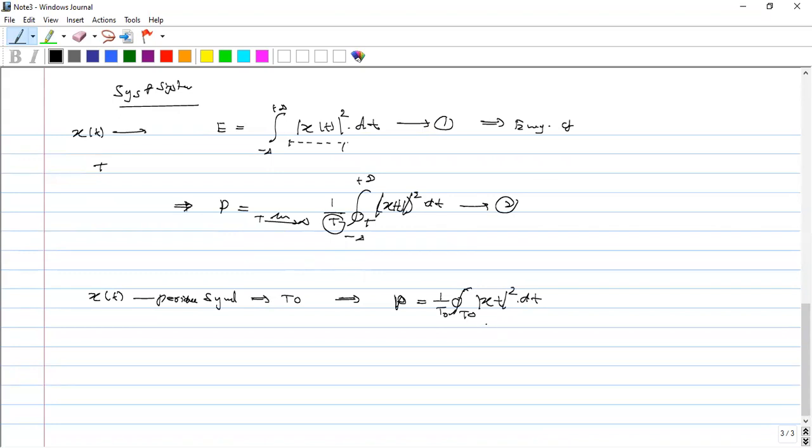Okay, so if this periodic signal is a real signal, then for a real signal, x(t) absolute square is equal to x(t) square. So for a real signal, we can write the power as P is equal to 1 by T naught, integrated within T naught, of x square t dt.